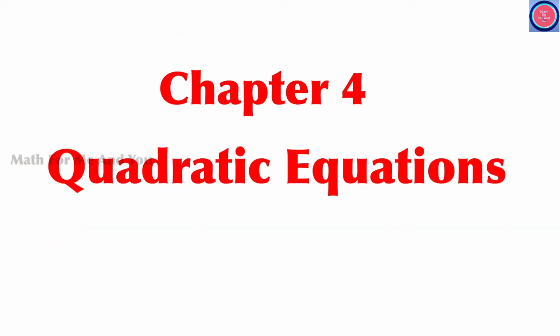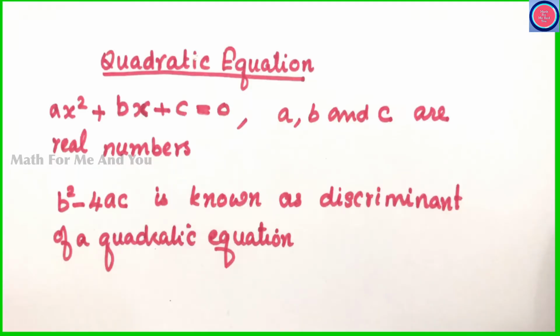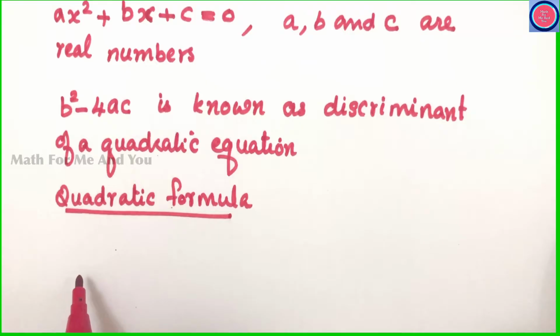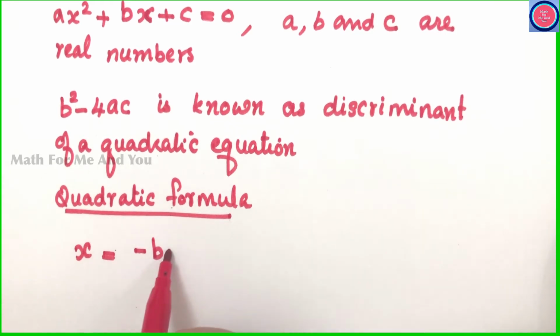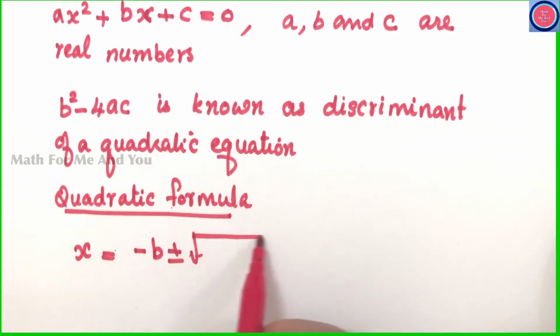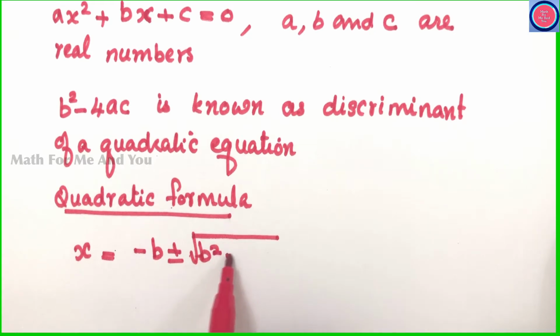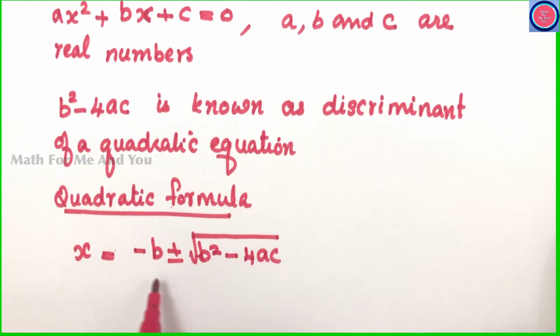In this video we are discussing some important questions from the chapter Quadratic Equations. We know what quadratic equations are. They are power 2 equations and the general form is ax square plus bx plus c equals 0, where a, b and c are real numbers. What is the discriminant of a quadratic equation? B square minus 4ac is known as the discriminant. To get the two values of x, we can use the quadratic formula x equals minus b plus or minus square root b square minus 4ac, all divided by 2a.